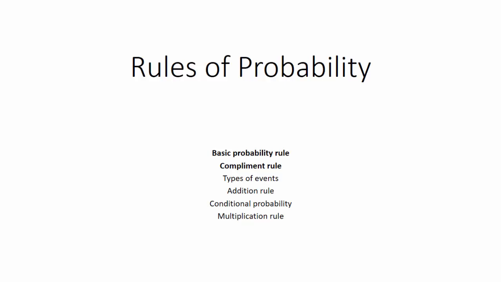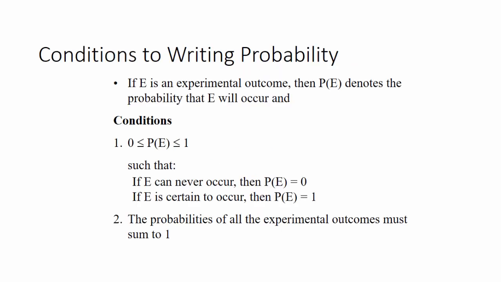So the basic condition of writing probability for a given event is P of E. As we have already seen in the previous module, P of E always ranges from 0 to 1. Most of the rules of probability theory are based on set theory.